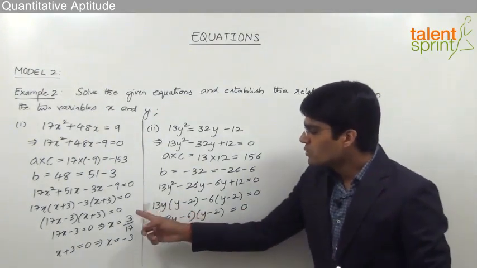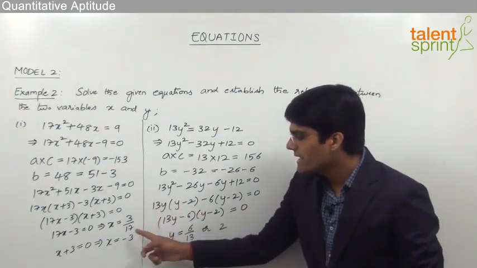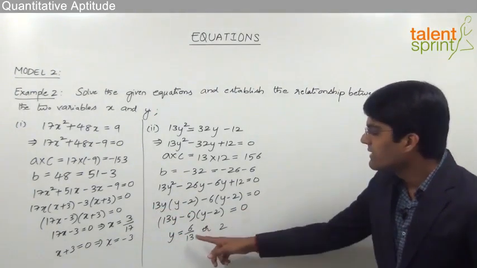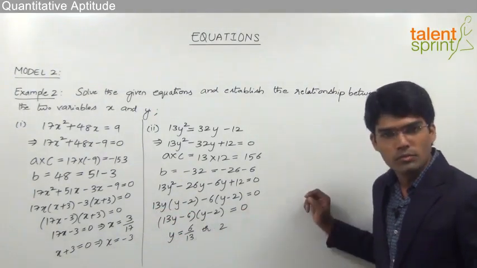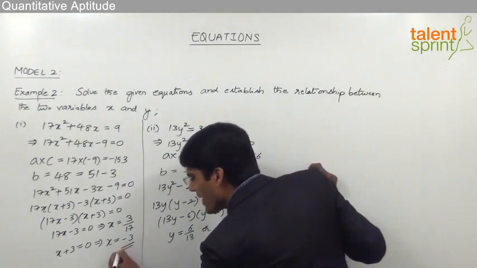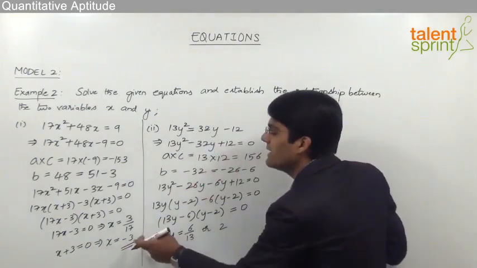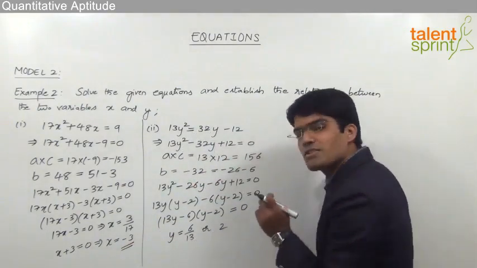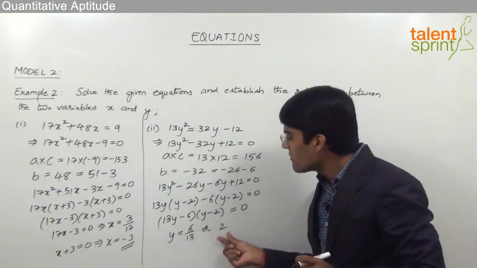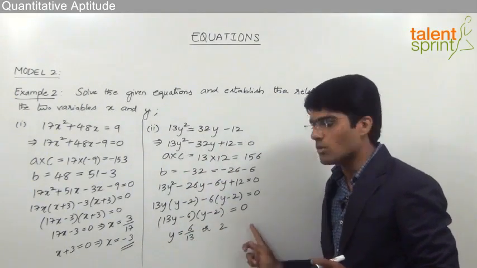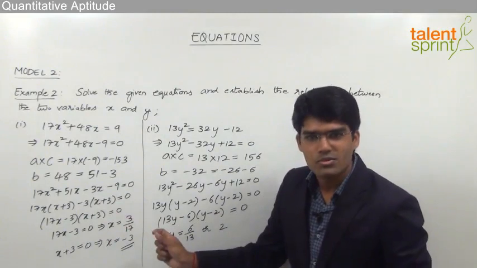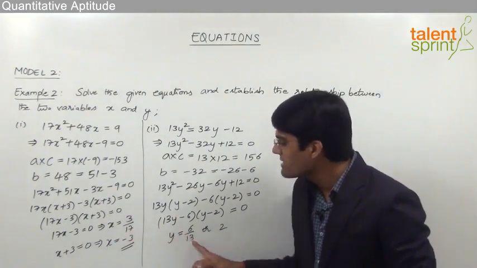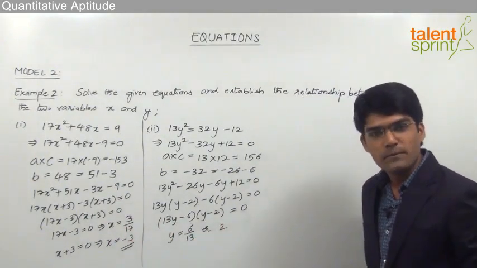Let us now compare the two values of x, that is 3 by 17 and minus 3, with the two values of y, that is 6 by 13 and 2. If we take x equals minus 3, then definitely x will be less than both the values of y. Why? Because both the values of y are positive, they are more than 0, and x here is less than 0. So obviously in these two comparisons, x will be less than y.